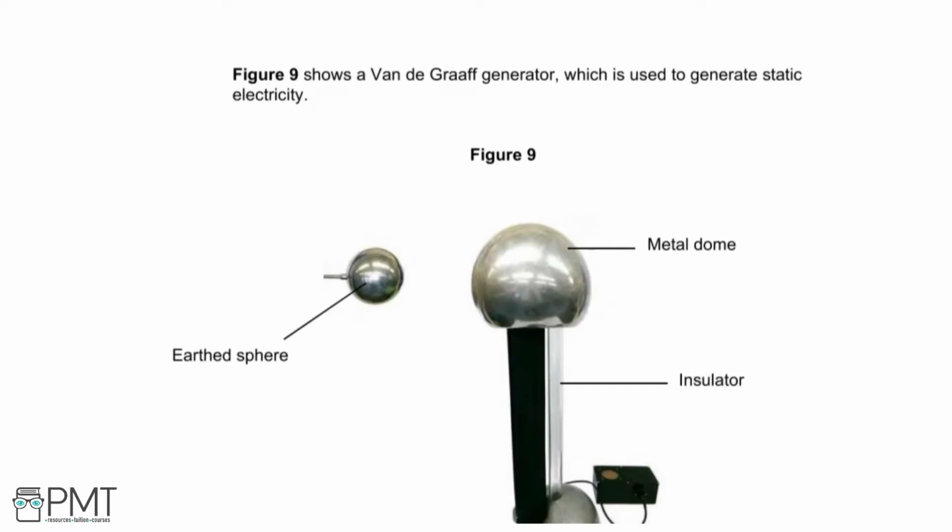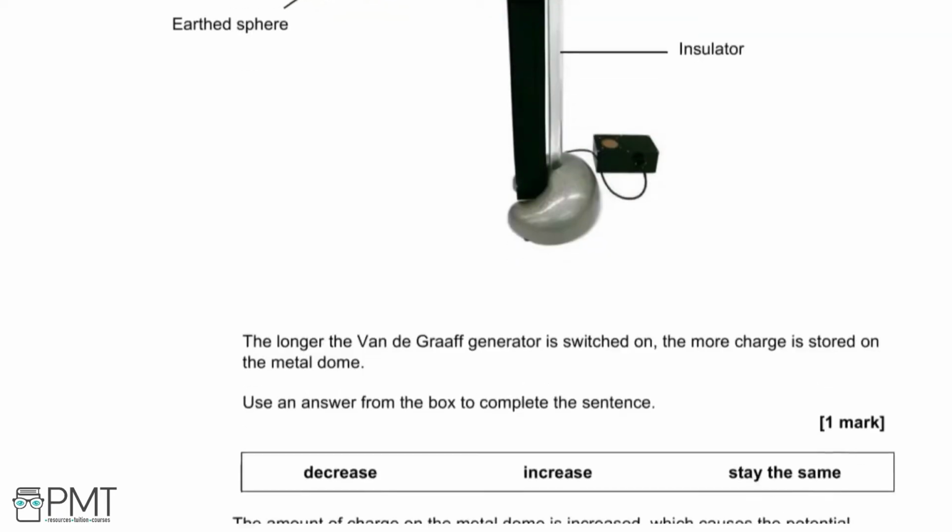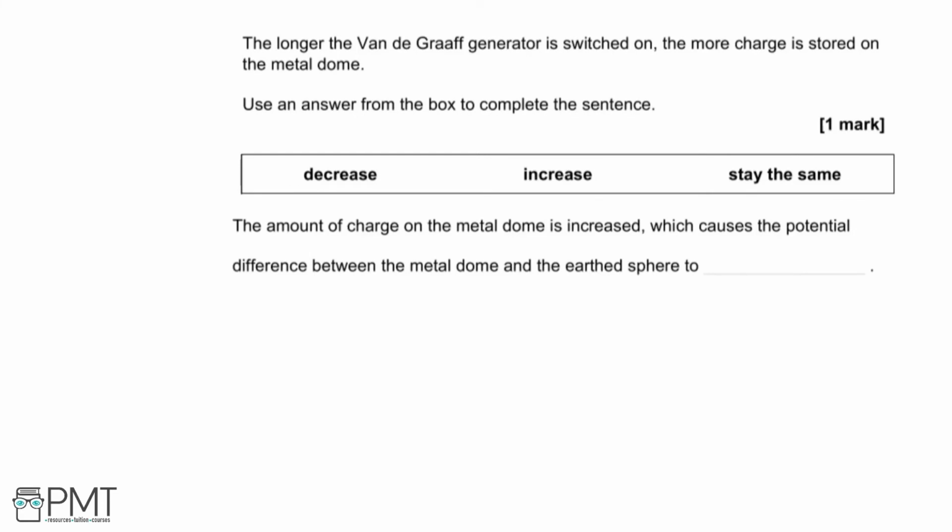Figure 9 shows a Van de Graaff generator which is used to generate static electricity. We can see there's an earth sphere, a metal dome and an insulator. The longer the Van de Graaff generator is switched on, the more charge is stored on the metal dome. Use an answer from the box to complete the sentence. The amount of charge on the metal dome is increased, which causes the potential difference between the metal dome and the earth sphere to either decrease, increase or stay the same.